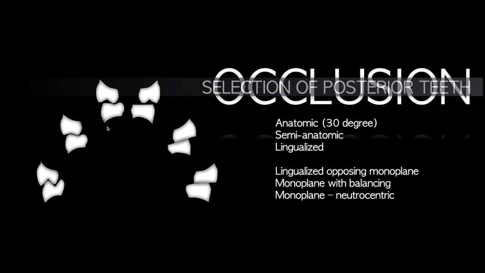One is a regular lingualized occlusion scheme. The other one is lingualized occlusion opposing monoplane. So as you notice, the difference is on the mandibular teeth. And monoplane with the balancing occlusion. And the last one will be monoplane Eurocentric.